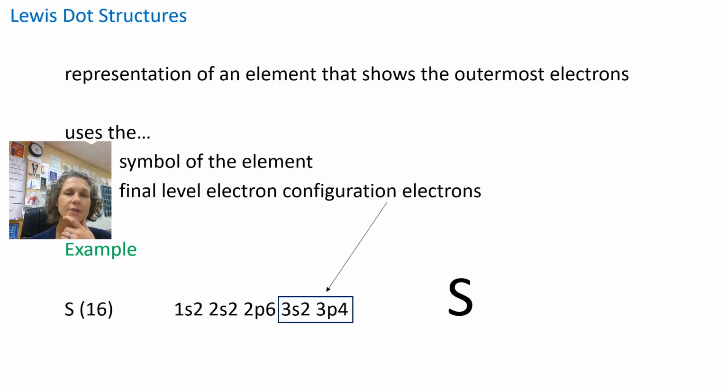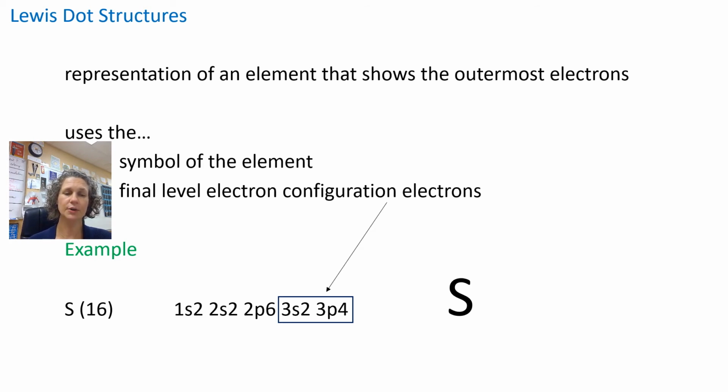Okay, so now another thing that you've done, and we'll go through it again, are Lewis dot structures, and these are just a representation to show where the outermost electrons are. So the last energy level. This will be a lot more important in our next unit when we talk about bonding and molecule shapes. Lewis dot structures use the symbol of the element, and they use the final level of the electron configuration. My example in here is sulfur, so that's why I have an S there.